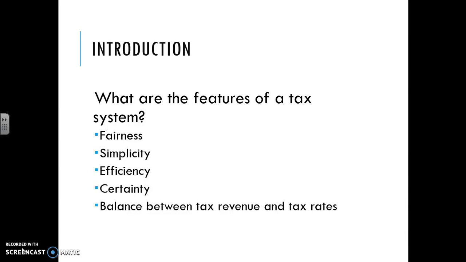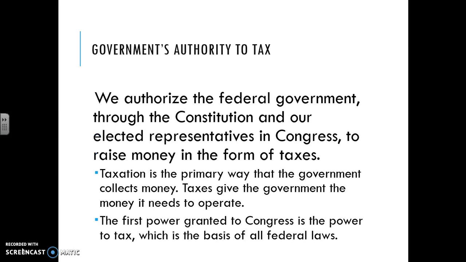First thing we have to look at are the features of a tax system, made up of fairness, simplicity, efficiency, certainty, and a balance between tax revenue and tax rates. Well, the government's authority to tax.